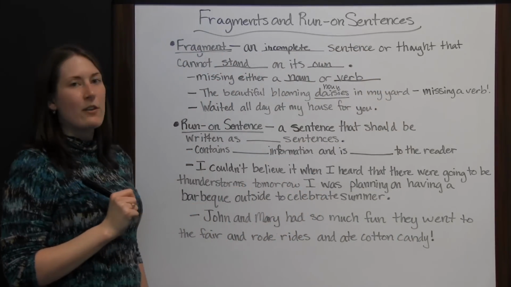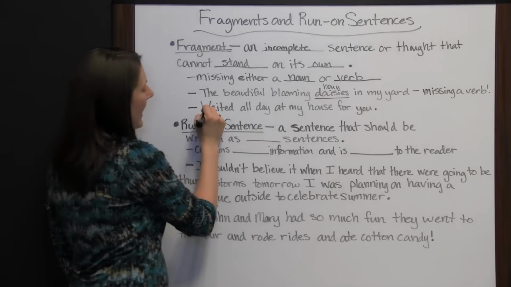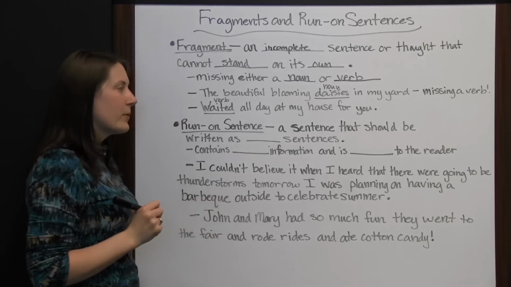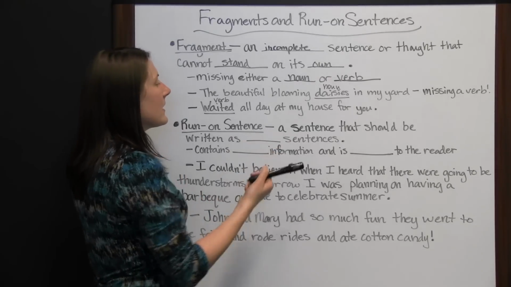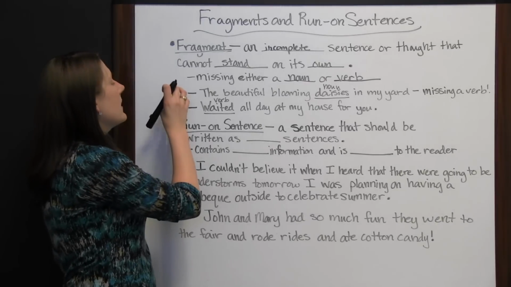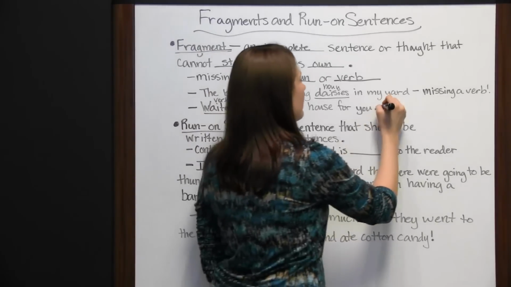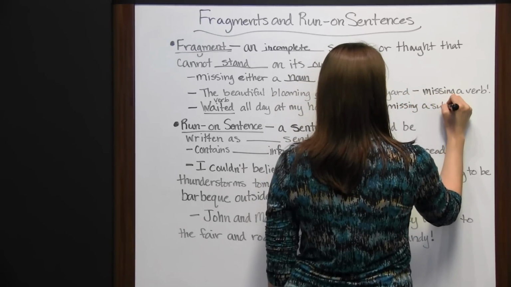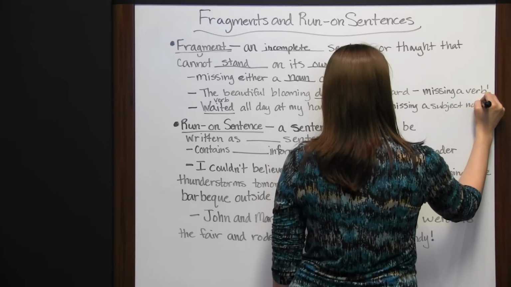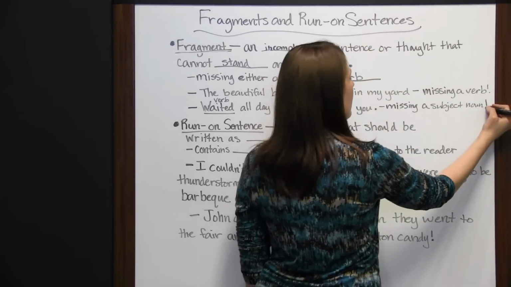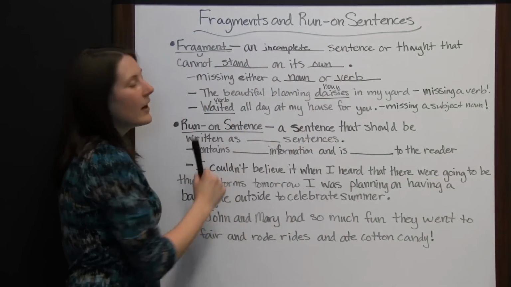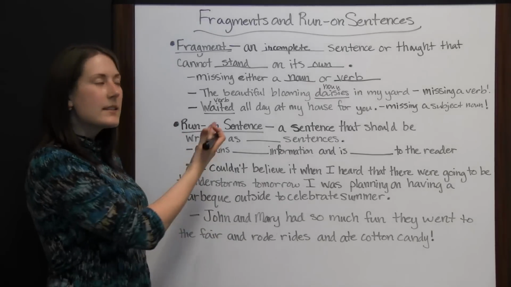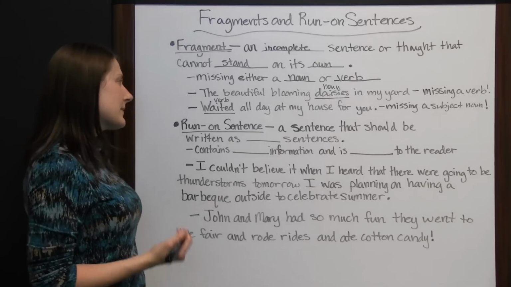Waited all day at my house for you. In this sentence, we have an action, waiting, so we've got our verb. All day at my house for you. Well, you see some pronouns in there, but there's no noun. There's no subject of this sentence, so you're missing a subject noun in this one. So it's still a fragment. You've got the verb part, you've got the predicate part of your sentence, but you don't have the subject part. So this is a fragment. It is not a complete sentence.